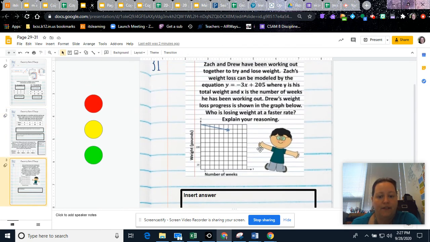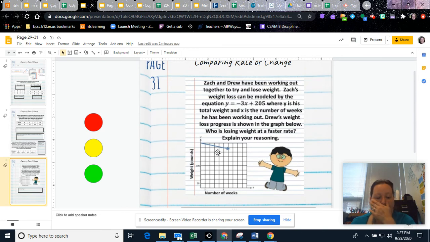Looking at the last page, we have an equation and a graph. So the equation, the weight loss can be modeled by y equals negative 3x plus 205, where the y is the total weight, x is the number of weeks that he's been working out. And then Drew's is shown in the graph. So Zach gets the equation, Drew has the graph. Well, Zach, it's pretty easy to see his slope is negative 3 because it's y equals mx plus b, where m is your slope. So Zach is losing 3 pounds per week.